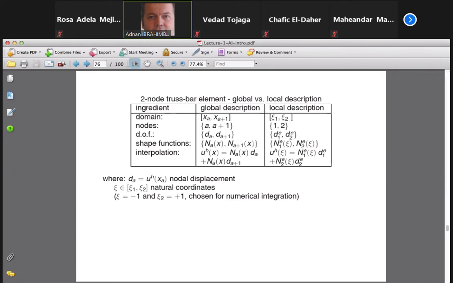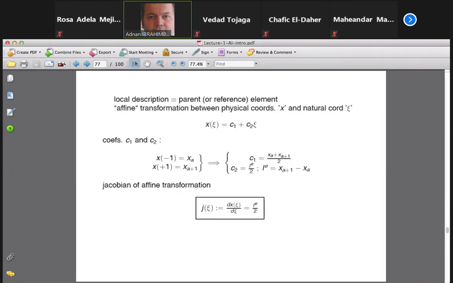Now, shape functions: these are linear shape functions in x. For a typical element, when you had only one, it's 1 minus x over L. The second one is x over L. Here, you're going to express them in terms of the natural coordinate xi, and we'll see how you do that. Hence, the interpolation for this element would be NA of x times dA plus NA plus 1 of x times dA plus 1, whereas here it would be N1e of xi times d1e plus N2e of xi times d2e. So you see, here you have information which is always global, whereas here you only have information which is now local. So basically, how do you switch from local to global?